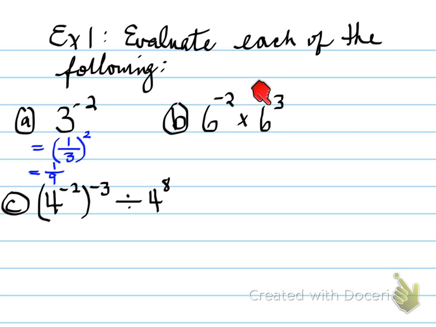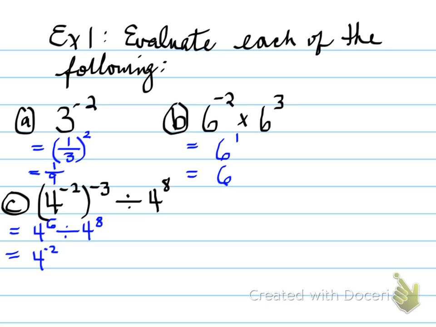Let's go to the next one. 6 to the negative 2 times 6 to the 3. You add the exponents. You get 6 to the power 1. Anything to the power 1 is just that number. The last one. Well, we need to simplify this. We have to multiply the exponents to get 4 to the power 6, divided by 4 to the power of 8. What do we do next? We take the base of 4 and subtract the exponents. We have that as our answer.